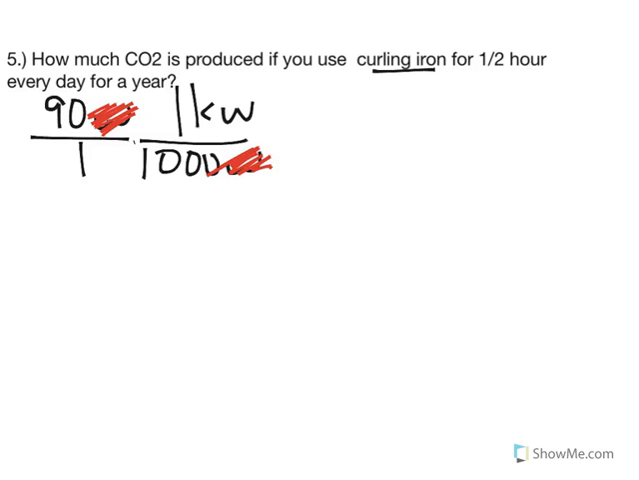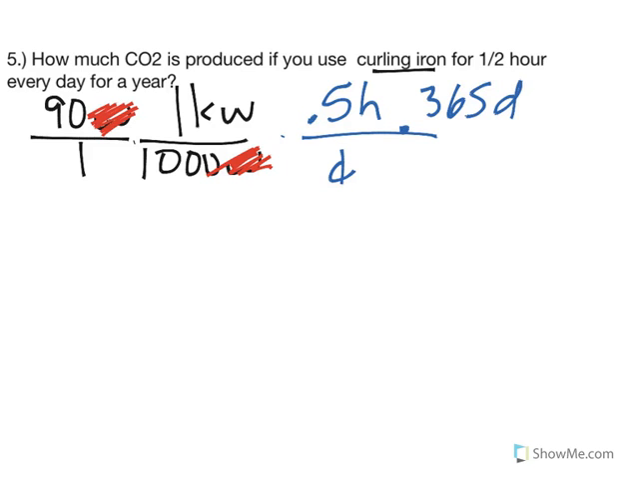Okay, so I go watts to kilowatts, and now I need hours. Well, we said half of an hour, that's 0.5 hours, but every day for a year. So that's 0.5 hours in one day, and I know that there are 365 days in a year. So that will make my days go away. You don't have to put them in there at all if you don't want to, but you got to have 365 days because you're doing this every day for a year.